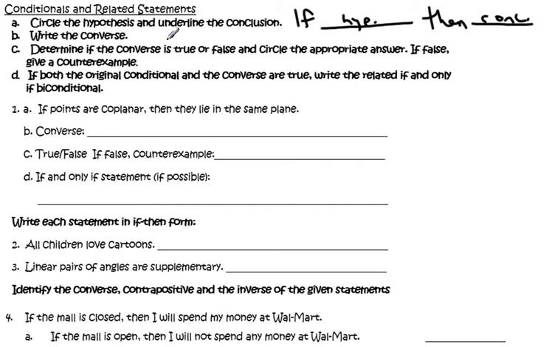Then we want to write the converse. The converse means to flip. Remember, you do a back flip in your Converse shoes. So instead of P then Q, the converse is Q then P. We want to determine if the converse is true or false, and then circle the appropriate answer.